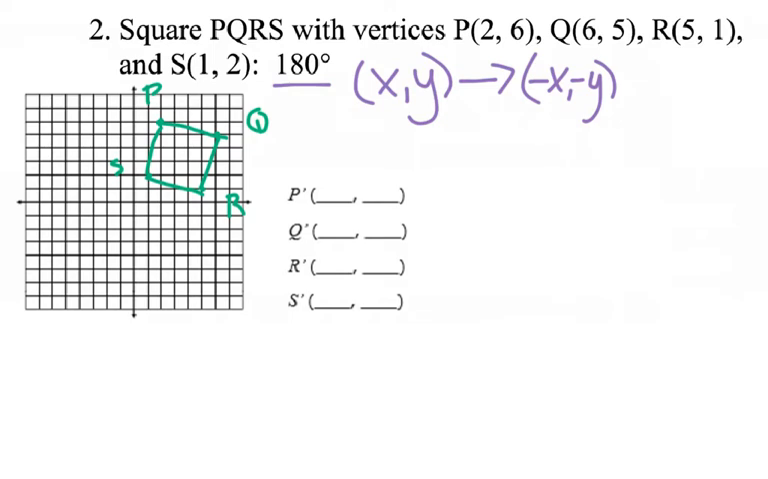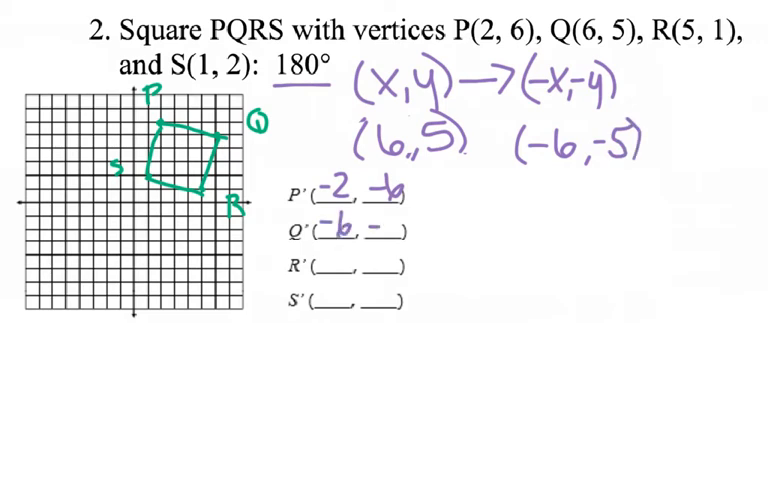Okay, so my first point was 2, 6. I'm not going to switch the coordinates, I'm just going to change both of those to the opposite sign. So they were both positive, now they will be both negative. Then I had the point 6, 5. All I'm going to do is change them to their opposite sign. So it's going to be a negative 6, negative 5.